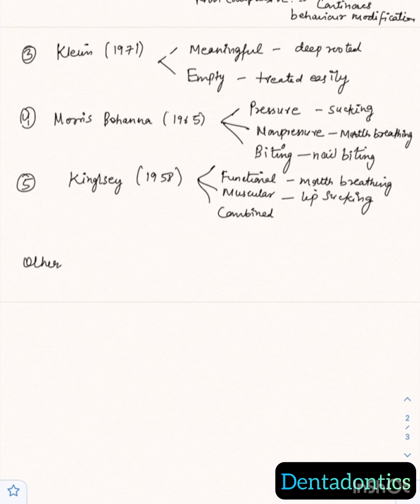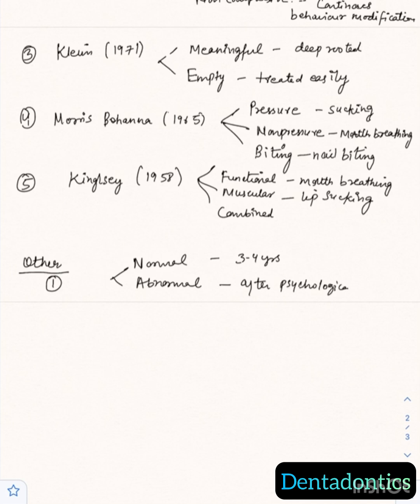Then there are various other classifications for habits. First is normal and abnormal. Normal habit is normal up to the 3 to 4 years age group, and abnormal occurs after the psychological period of cessation. Then the primary and the secondary habit.